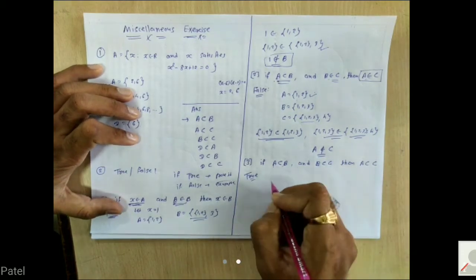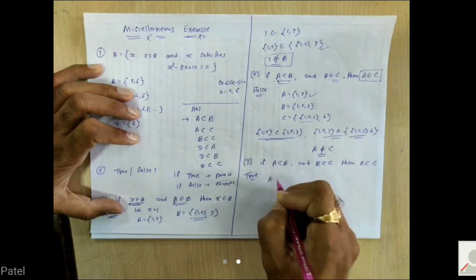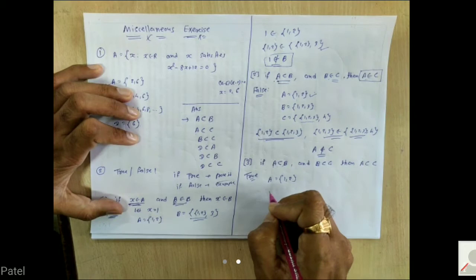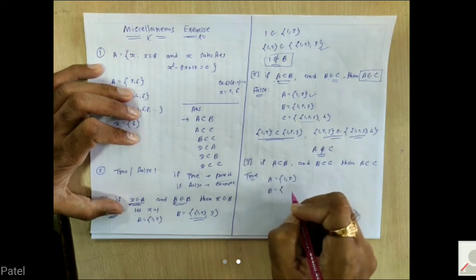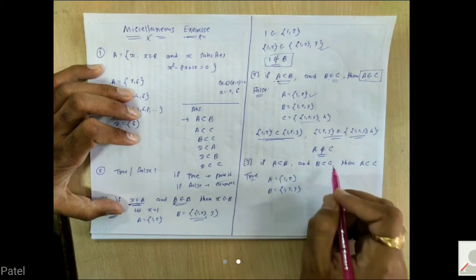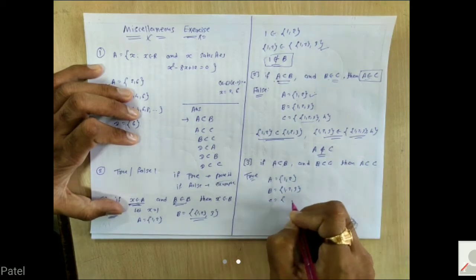So again we have to prove it. Let us consider set A equal to elements 1, 2. All the elements of A are the elements of B, so we can say B is 1, 2, 3 suppose. And all the elements of B are the elements of C, so we have to write C equal to 1, 2, 3, 4.